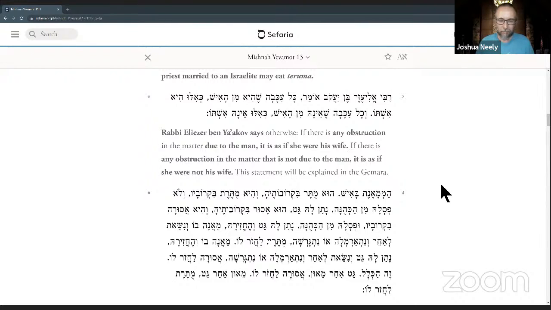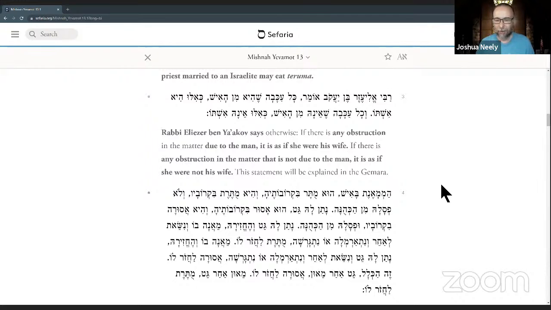Okay. Rabbi Eliezer ben Yaakov says otherwise. That is to say, this is his general rule. If there is any obstruction in the matter due to the man, it is as if she were his wife. If there is any obstruction in the matter that is not due to the man, it is as if she were not his wife. And very helpfully, this statement will be explained in the Gemara.